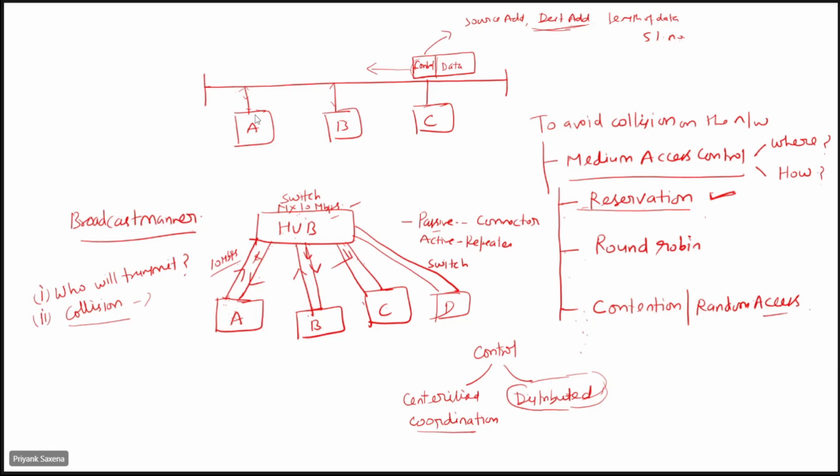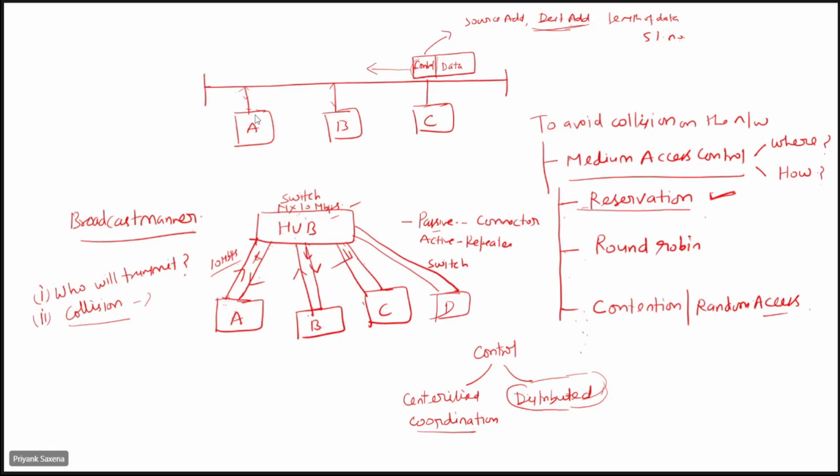Right. So this scheme can also be applied in a centralized or distributed manner. Each station will be given a chance in a round robin fashion, right? Once a station finishes its job, it will pass the control to the next station in the queue. Every station will get an opportunity to transmit once, then the second round of transmission begins. This is how the round robin system works. This can also be applied in a centralized or distributed way.